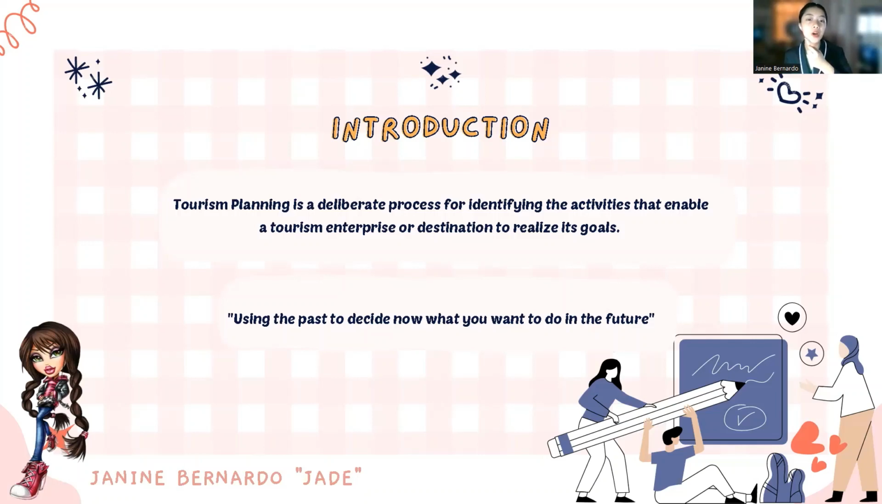So there's this one definition of planning that I like, and it is using the past to decide now what you want to do in the future. And in this definition, we can see that the past, present, and future are interlinked, and I find it so witty or creative. So what do we get from our past?